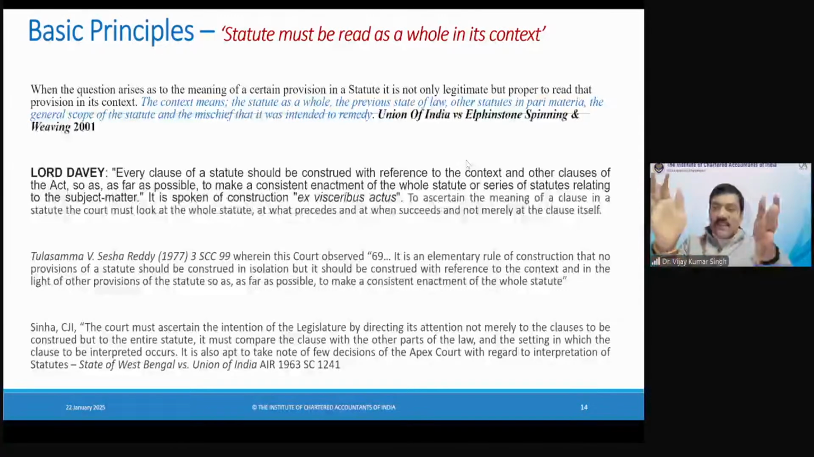So it is not only the statute which you are referring to, but also the case laws on that particular statute that have to be referred. This is what Justice Sinha had to say in this particular matter. So ultimately, if you have a look at it, you will try to understand it this way.